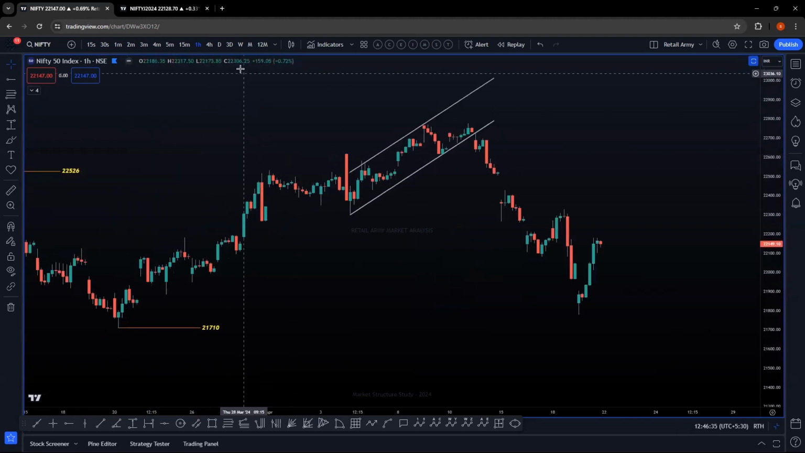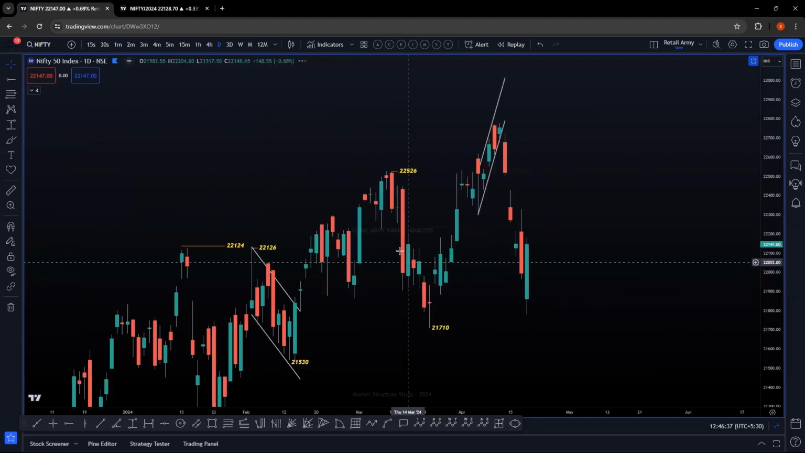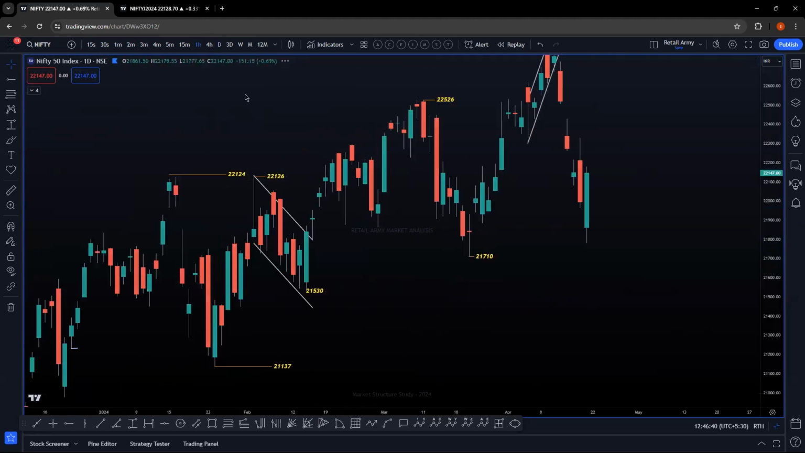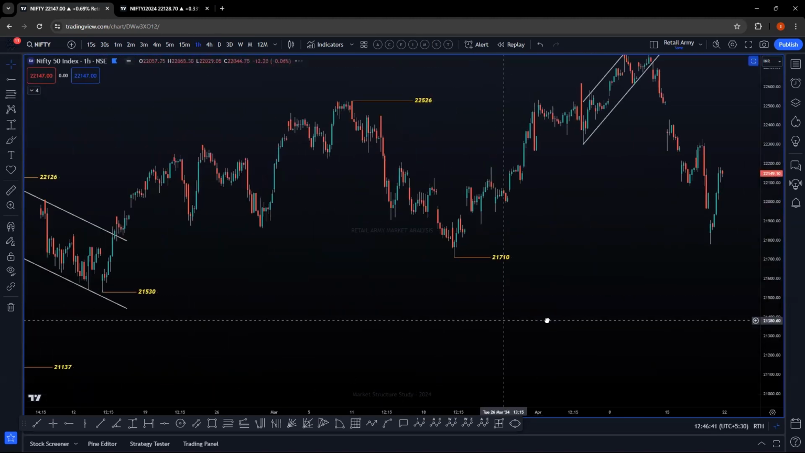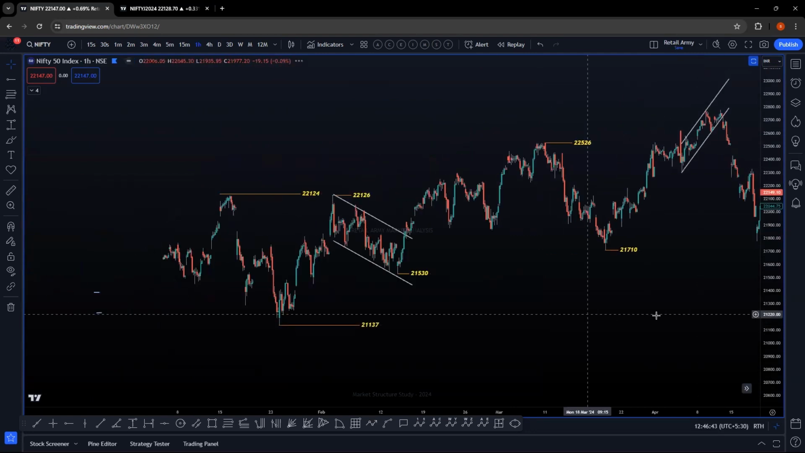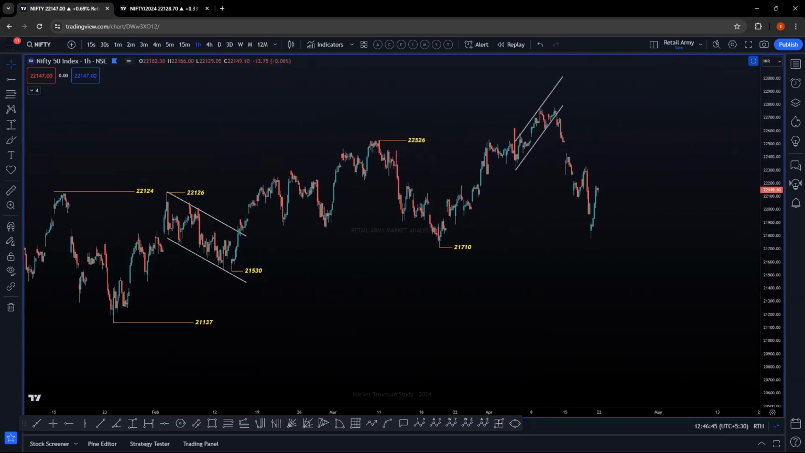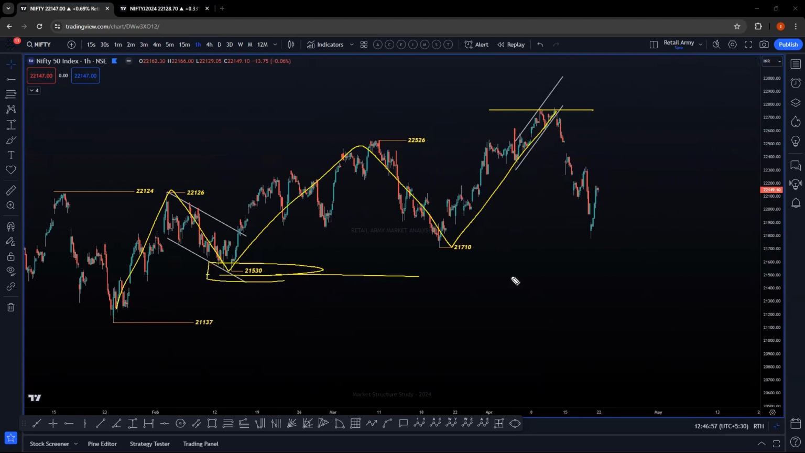Again, no need to predict May month price movement, but I'll just tell you one thing very important. In my own experience, here we decoded this structure so far as an expanding diagonal. This is one of the possibilities. If this is an expanding diagonal, then we are expected to hit 21,500 minimum. Okay, 21,500 will come in the future if this is an expanding diagonal.